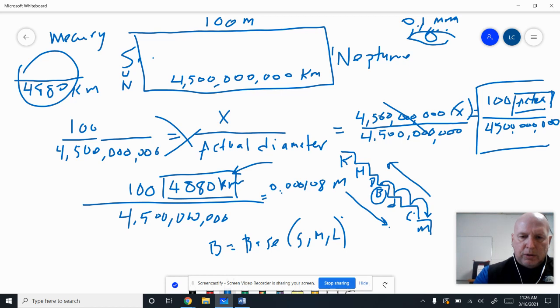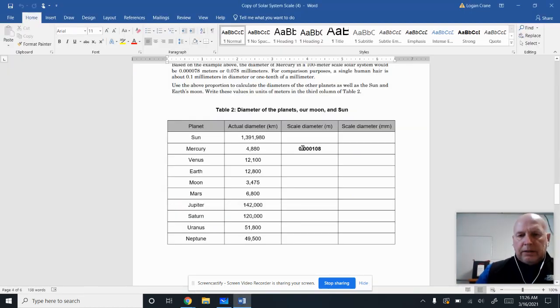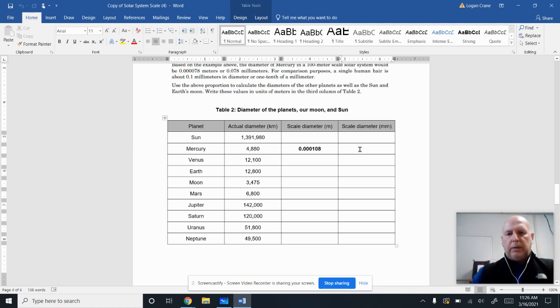So right here's my decimal point. I need to move that 3 spaces to the right. 1, 2, 3. So now my millimeters number is going to be 0.108. So for you, when you're filling out your chart, the only thing you have to do is take your decimal point and move it over 3 places, and that number right there would be 0.108, because we moved it over 3 spaces. All right, and that's millimeters. That's how you do this, and you do that for each one.